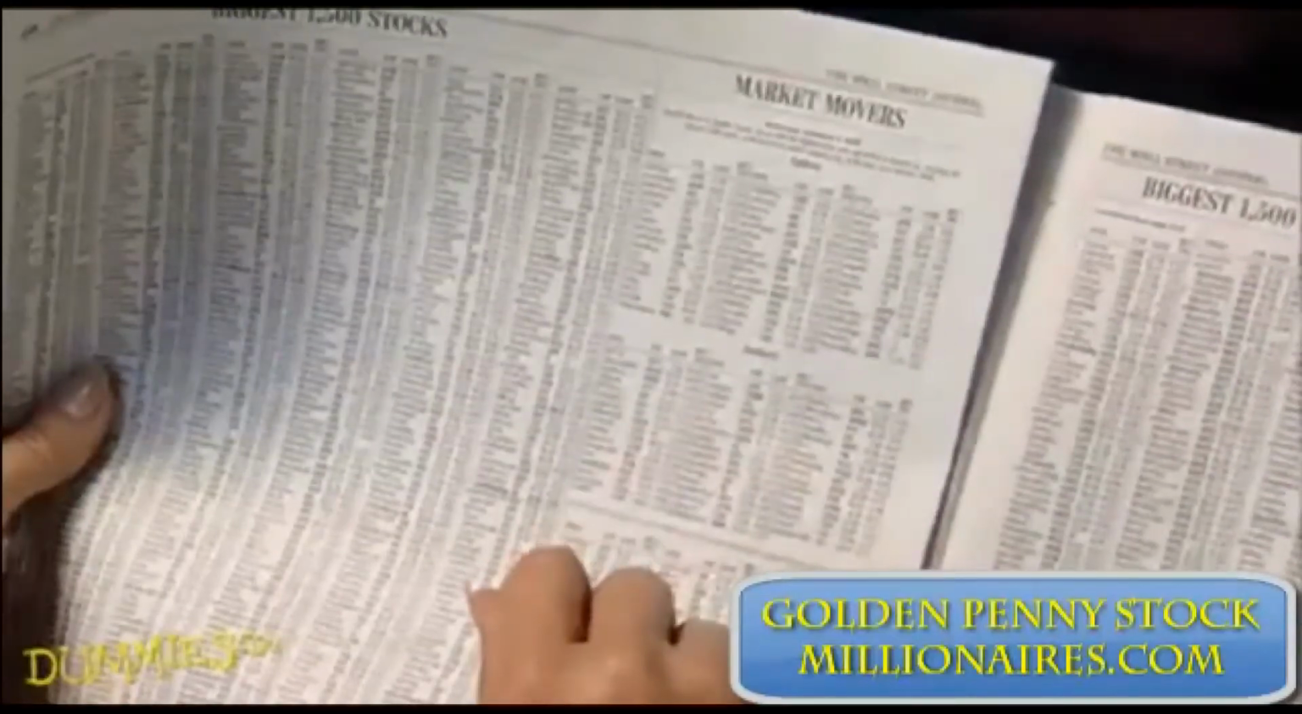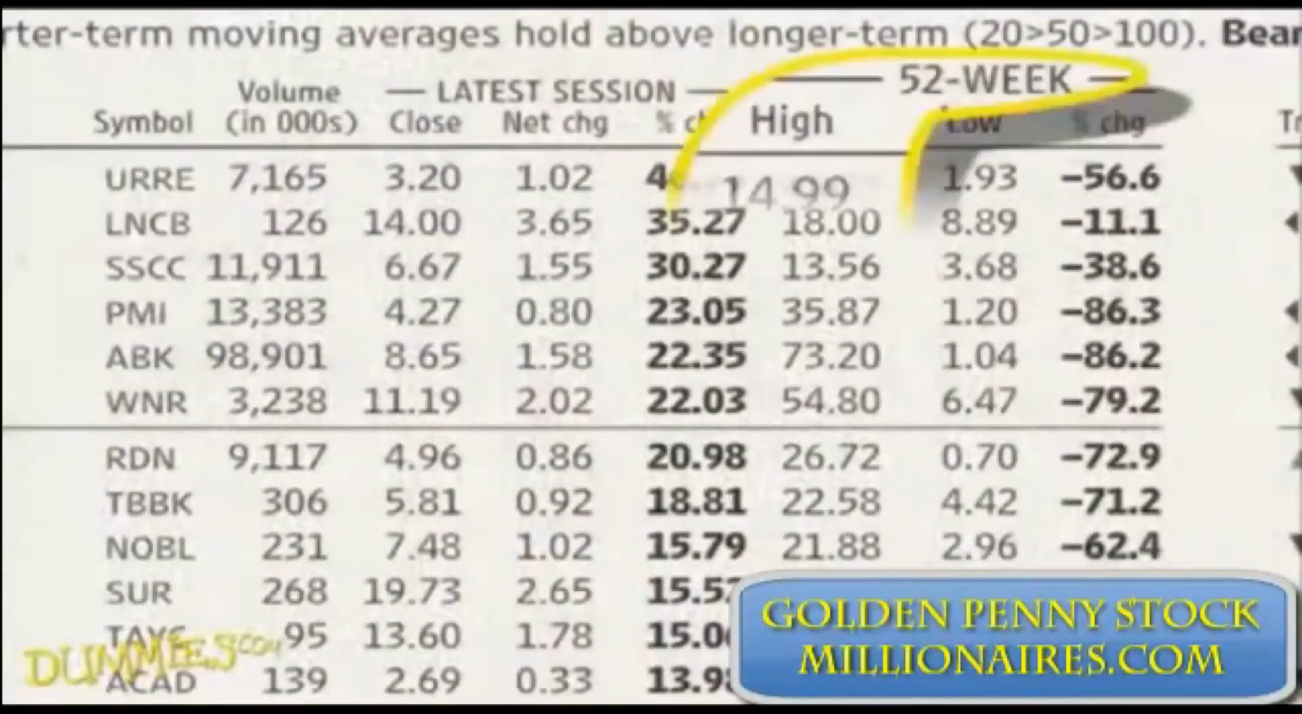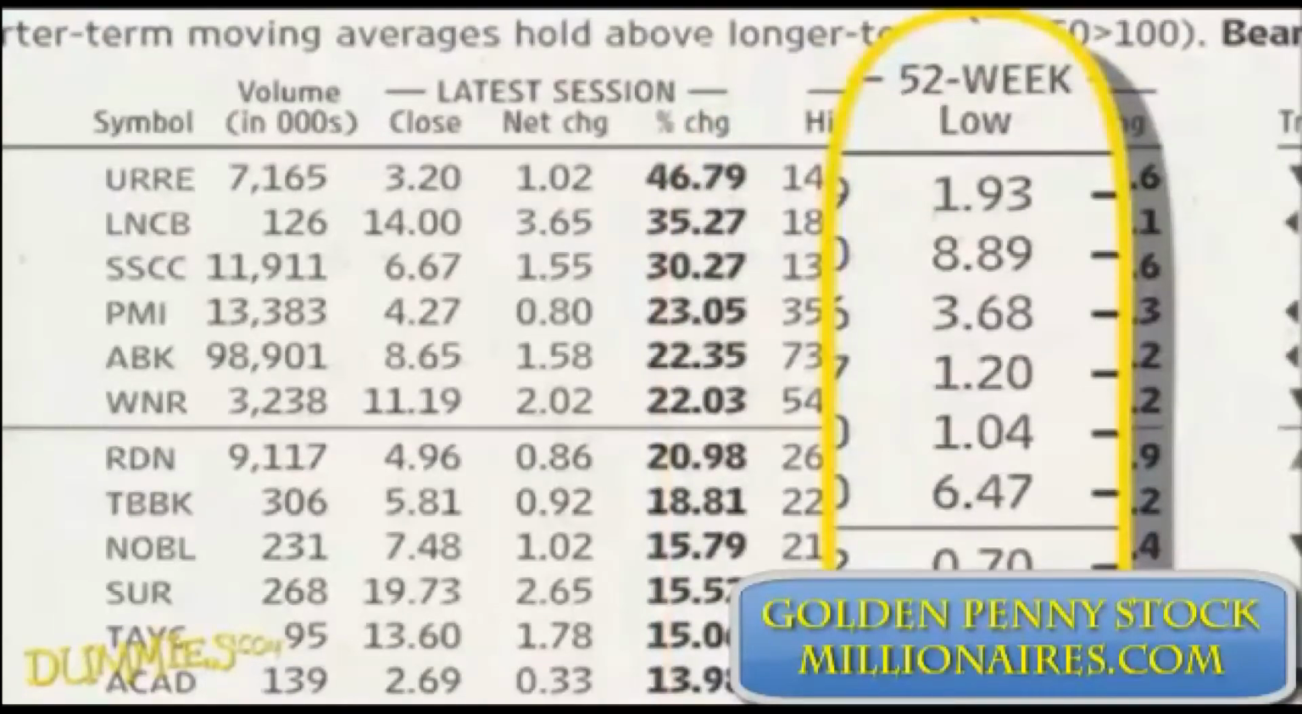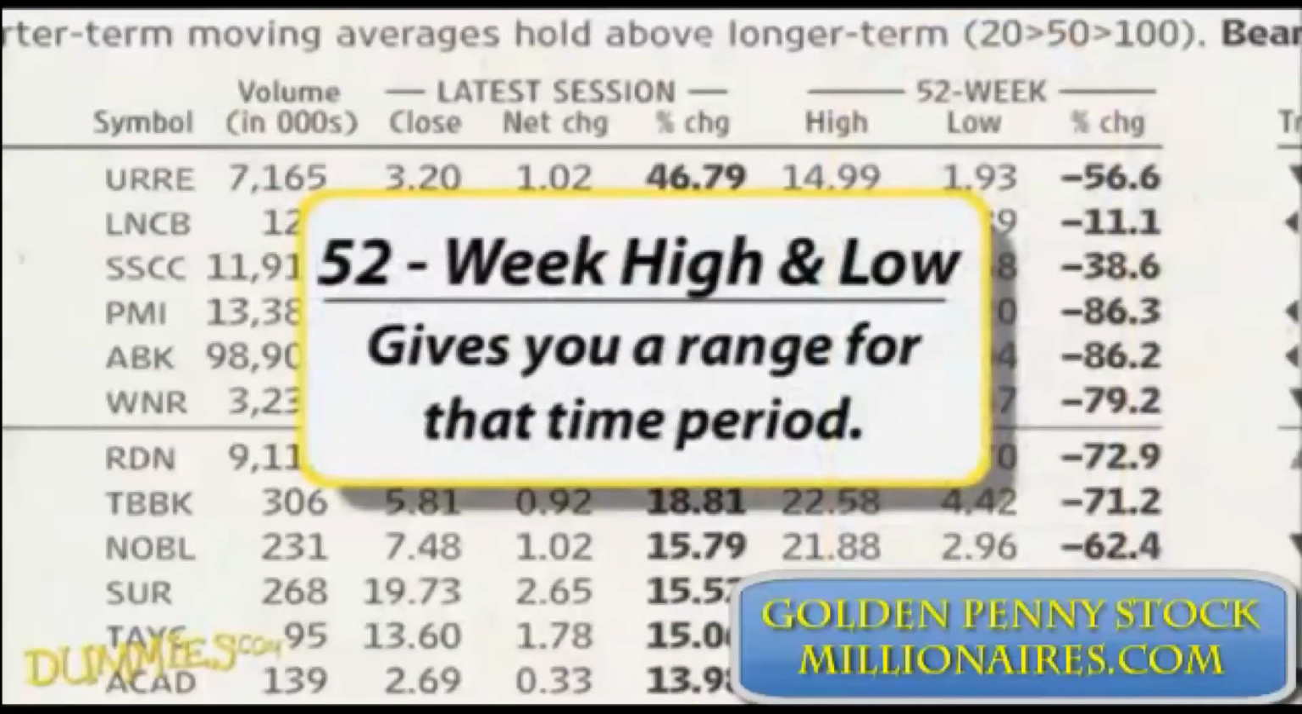Here's a breakdown. The 52-week high gives you the highest price that particular stock has reached in the most recent 52-week period. The 52-week low gives you the lowest price in the most recent 52-week period. Keep in mind that the 52-week high and low just give you a range for that time period. It can show that a stock has problems or tell you the price has fallen enough to make it a bargain.